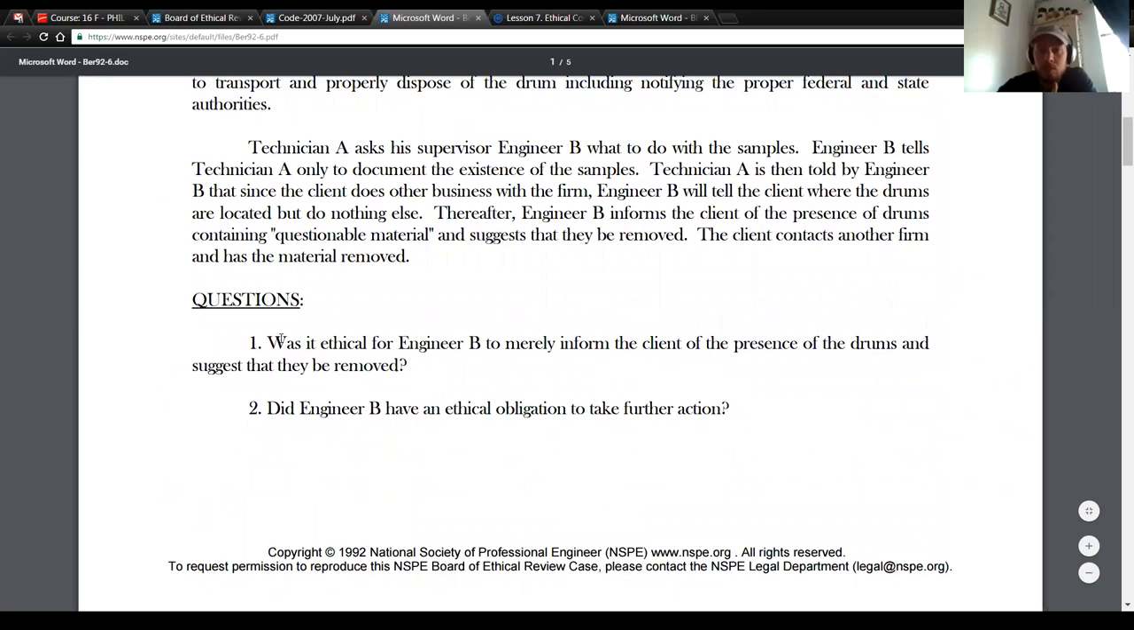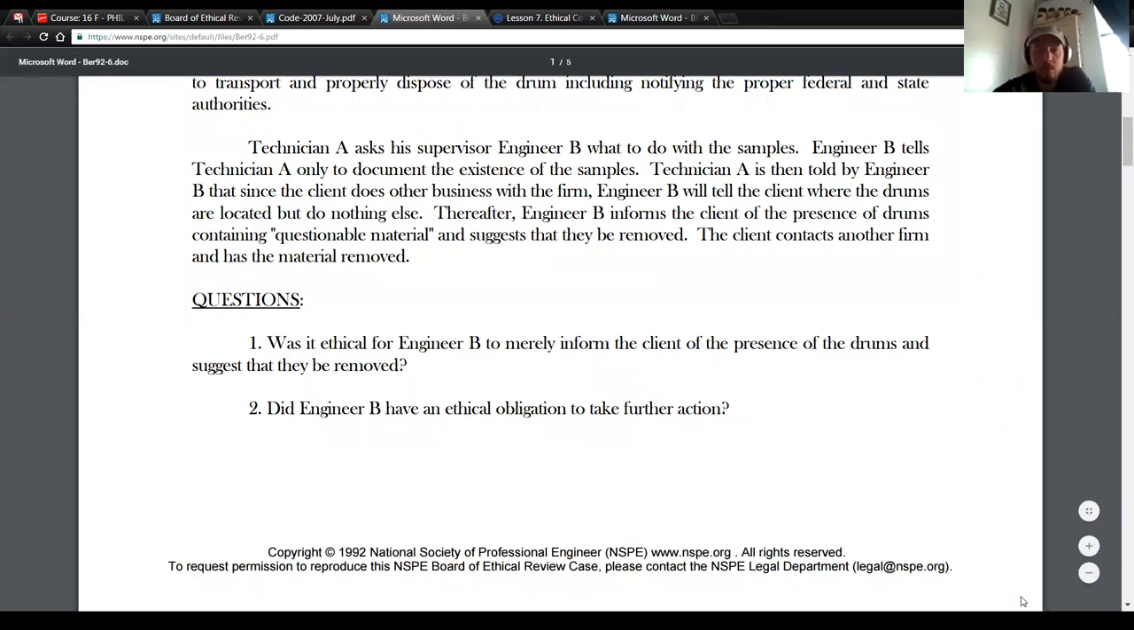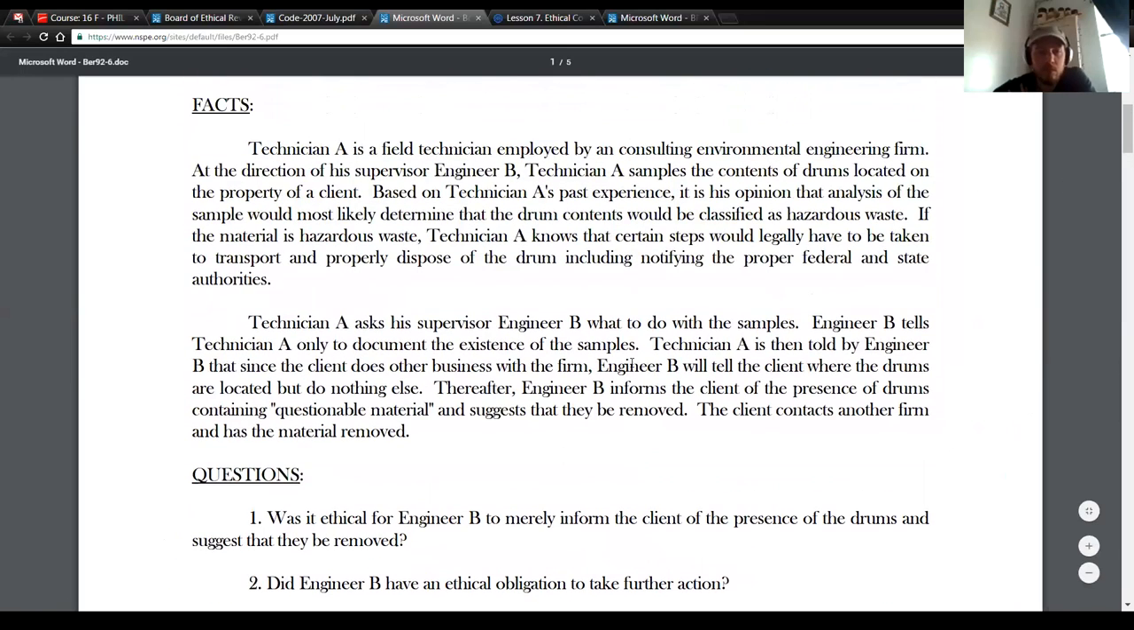So the question: is it ethical for Engineer B to merely inform the client of the presence of the drums and suggest that they be removed, or should Engineer B have done something more, run the tests, tell them that it's hazardous waste, or whatever? Did Engineer B have an ethical obligation to take further action? What do we think? Thoughts? Comments?